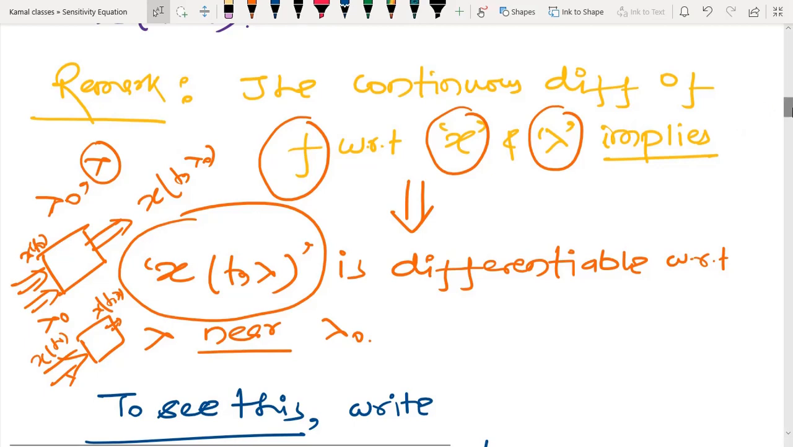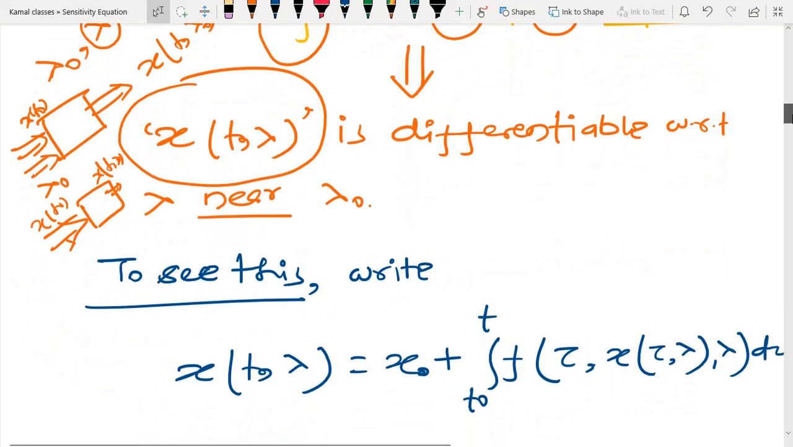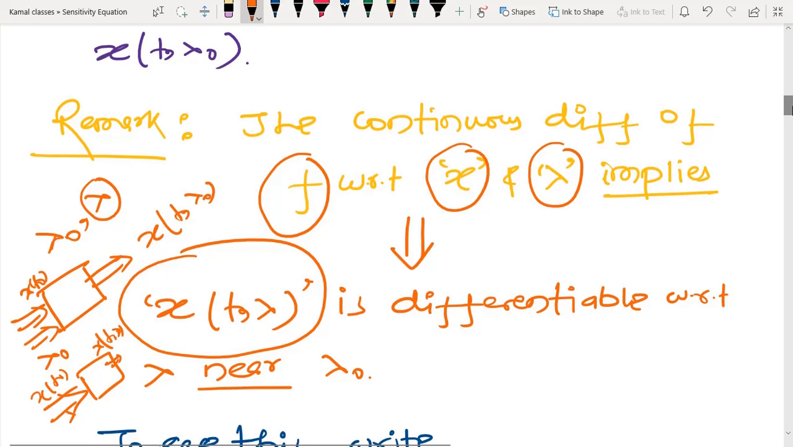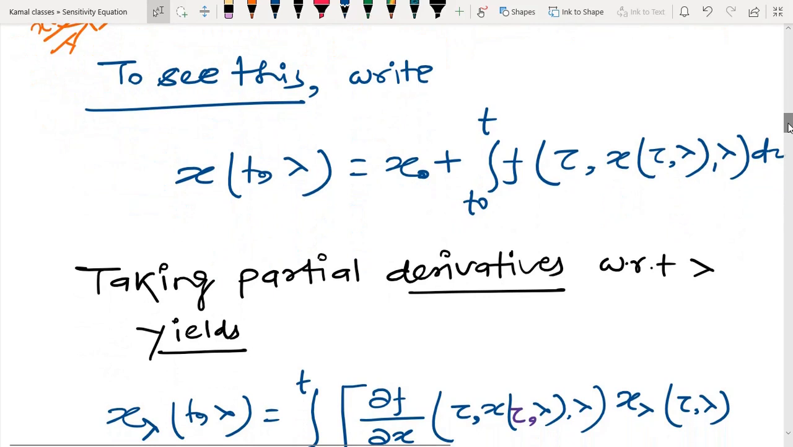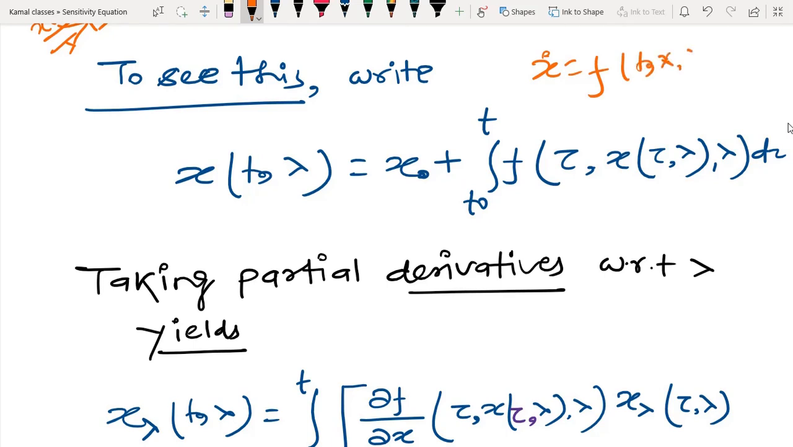So let us try to prove this observation. The assumption is that f is differentiable with respect to x and lambda, and we have to show that whatever solution is generated is differentiable with respect to lambda near lambda 0. So I am going to write the solution. I have the equation x dot equal to f(t, x, lambda). You already know that whenever I have this kind of differential equation, equivalently I can transfer it to an integral equation, and vice versa.